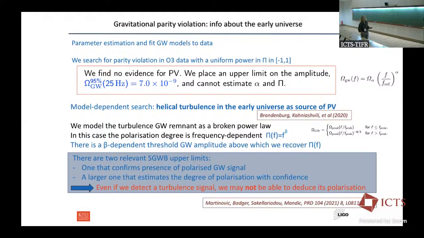frequency dependent. And what we found is that, as a matter of fact, there is a polarization which is okay in order to find the signal of parity violation, but in order to measure how big the parity violation is, we need this to be even bigger. That seems to mean that even if we detect a turbulent signal, we may not be able to deduce its polarization. So it's something very difficult, at least with current detectors, to do.